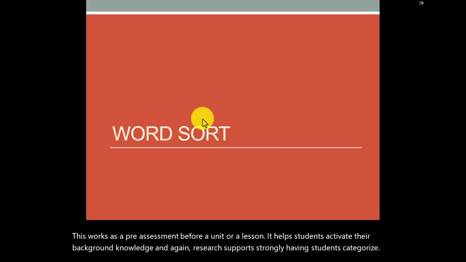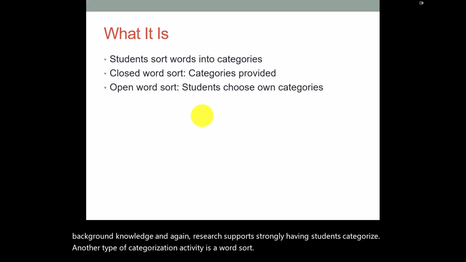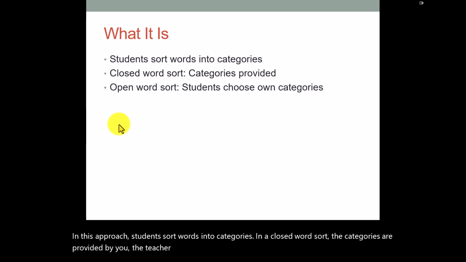Another type of categorization activity is a word sort. In this approach, students sort words into categories. In a closed word sort, the categories are provided by you, the teacher. In an open word sort, the students choose their own categories.